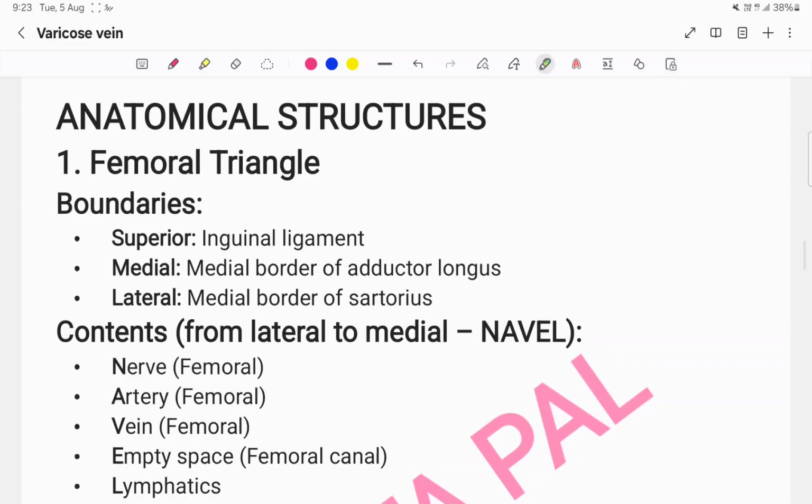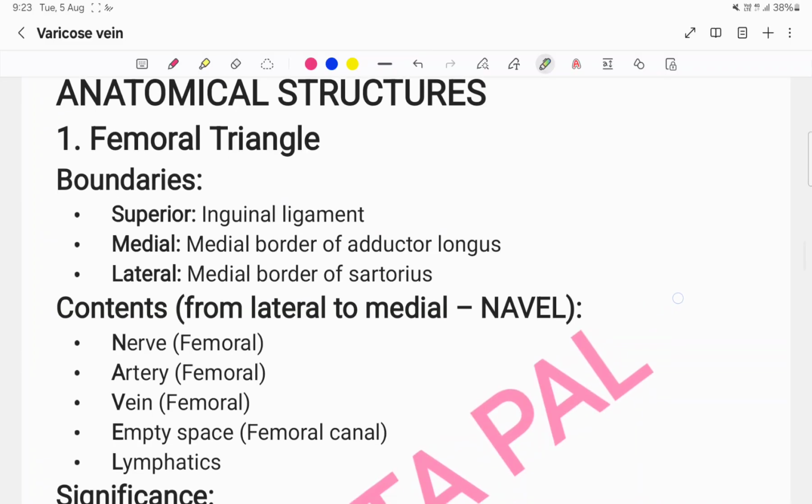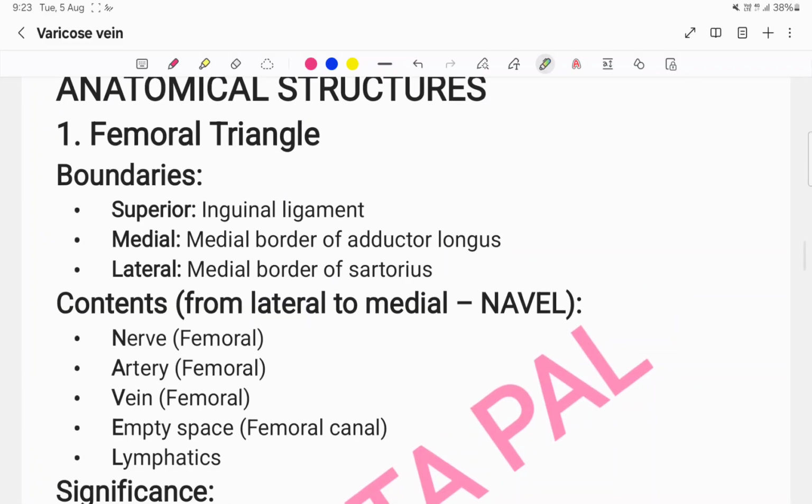Now, some theoretical points may come in the viva table, like what is the femoral triangle and its boundary. Superior boundary is the inguinal ligament. Now, somewhere here is the pubic tubercle, and here the inguinal ligament is present. It runs from the pubic tubercle to the anterior superior iliac spine.